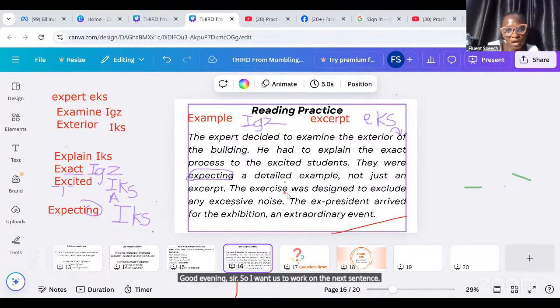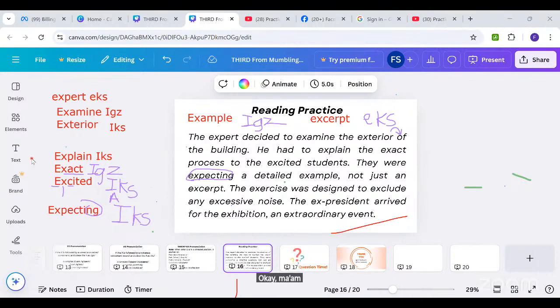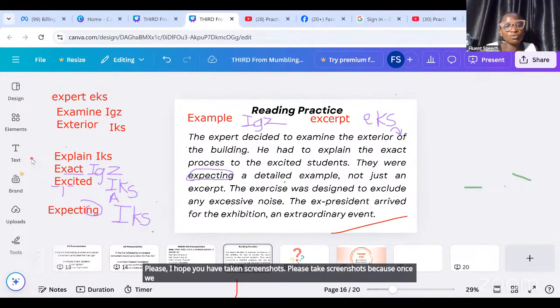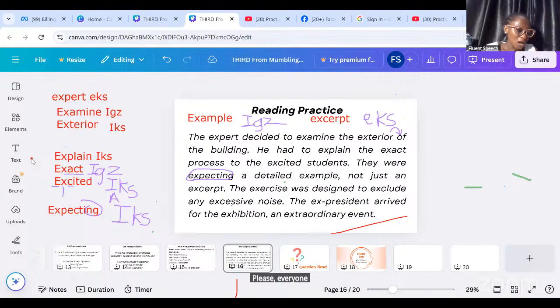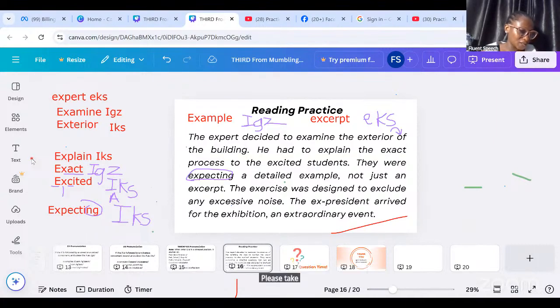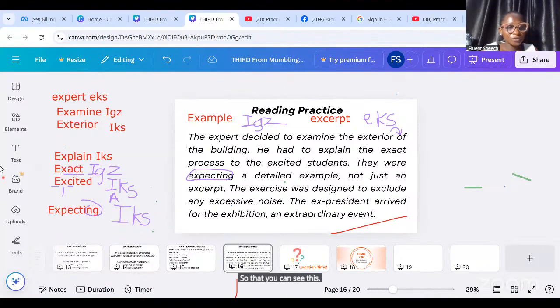So we have this word and this word. Let me clear my board. Please, I hope you have taken screenshots. Please take screenshots, because once we go for breakout room, you won't see these words again. As we go for breakout room, you will not see my board. So I'll clear it now.